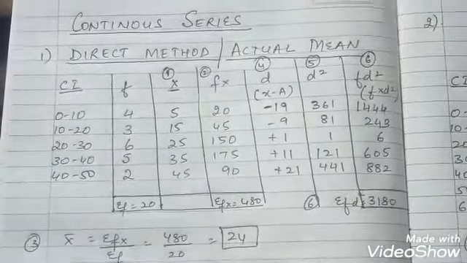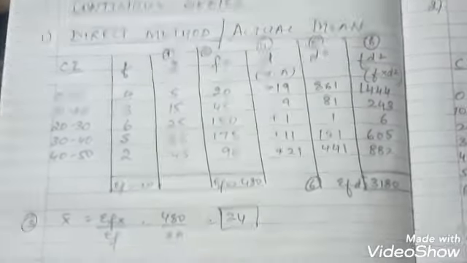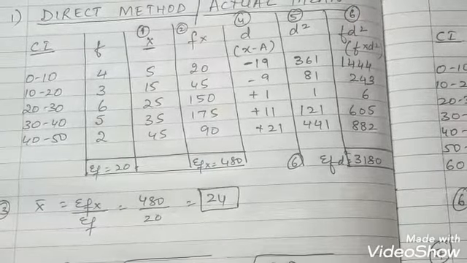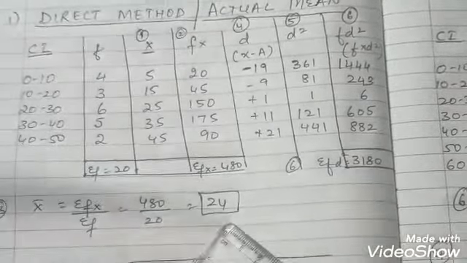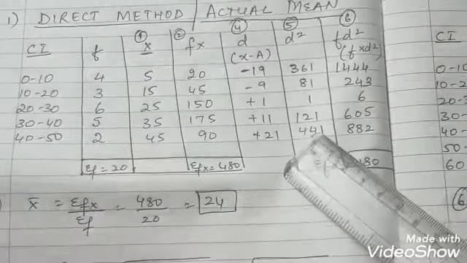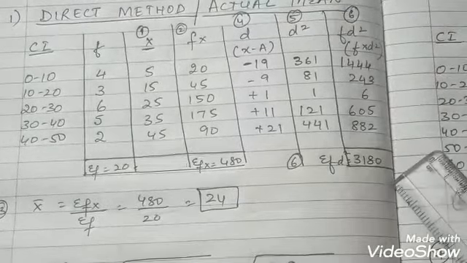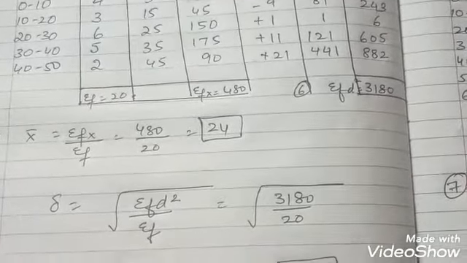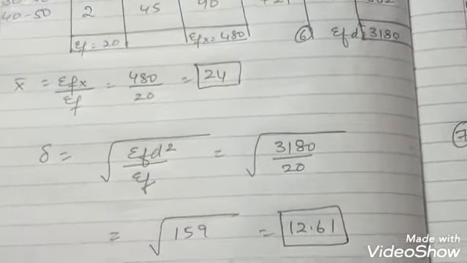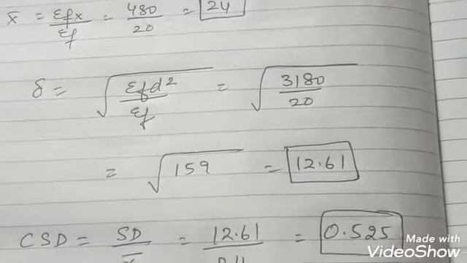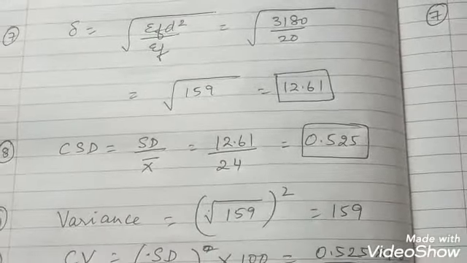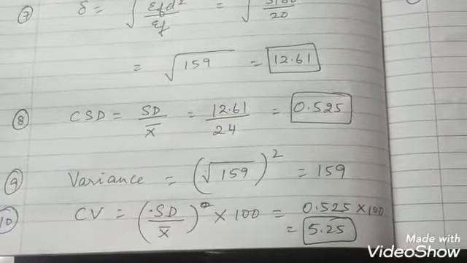Now the entire sum has to be done in the same manner as we did the discrete series. If you look at the sum, I am leaving it for you to understand. We took out fx, the actual mean, d, d square, and then fd square, meaning f into d square. It is exactly like the way you did it in discrete series. The formula is also the same, if you look carefully, right? Same for all: CSD as well as variance as well as CV.